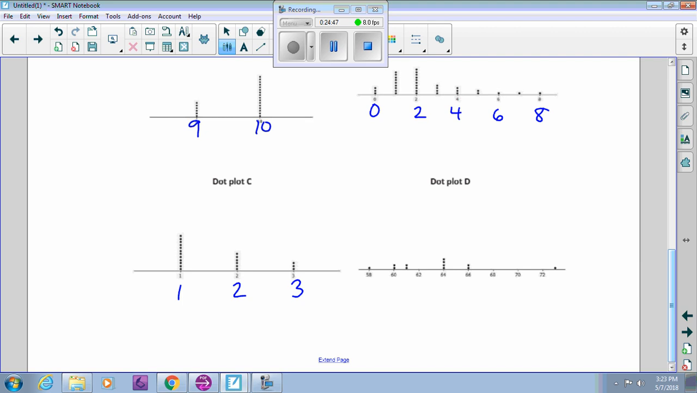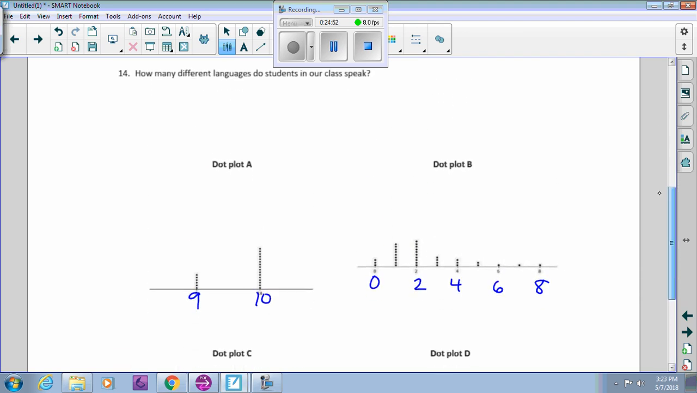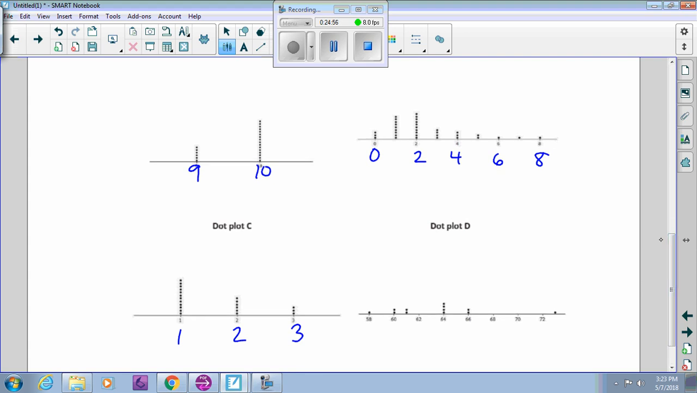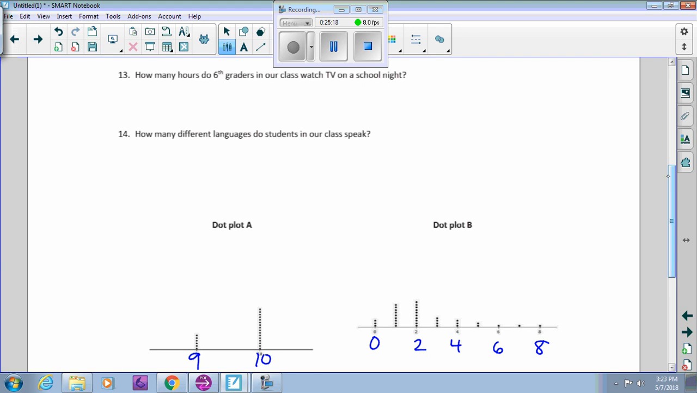So, when we're talking about languages, for example, in that last one, how many different languages do students in our class speak? Well, obviously, you're not going to have somebody who's speaking 72 languages, so we can eliminate D. 9 or 10 languages seems a little excessive. And dot plot B seems a little bit much too, with people speaking up to 8 languages. And somebody saying that they don't speak any language, 0, that's kind of ridiculous. So let's put C down for 14.